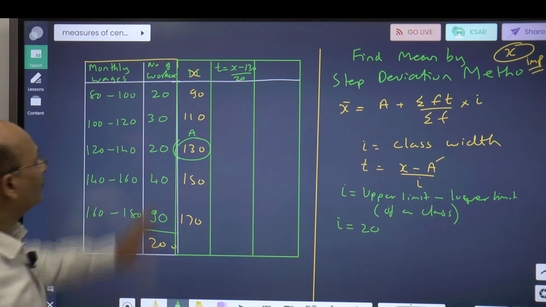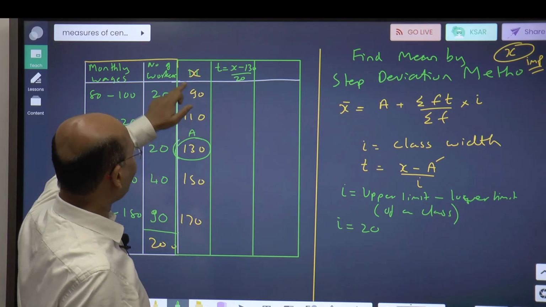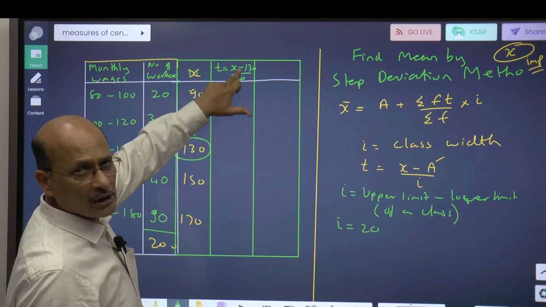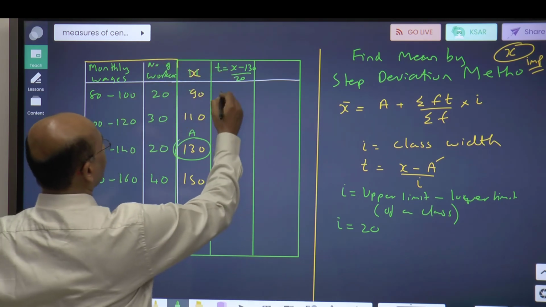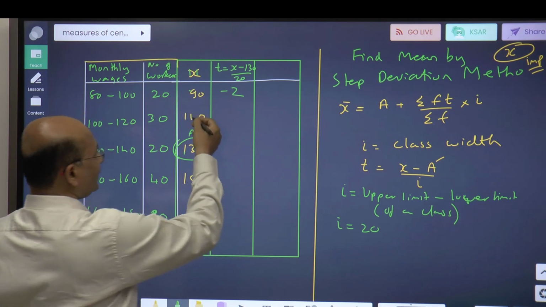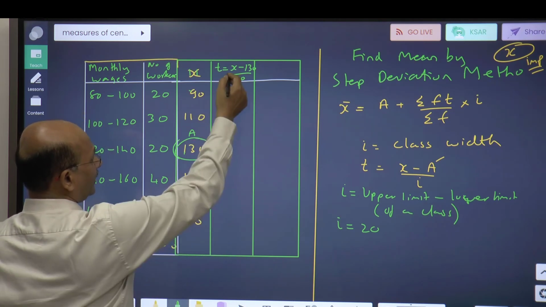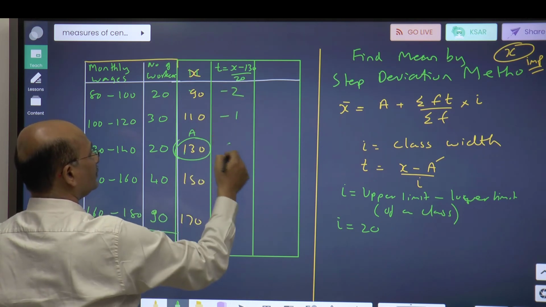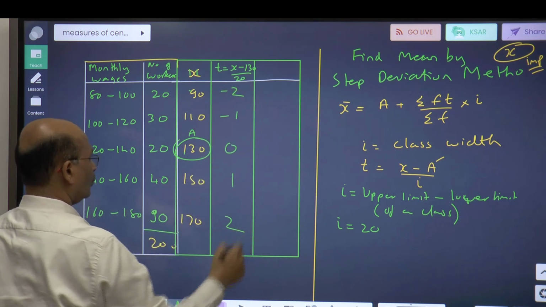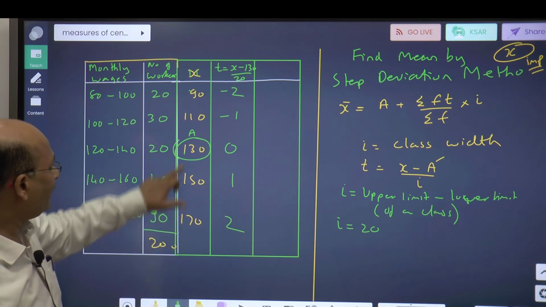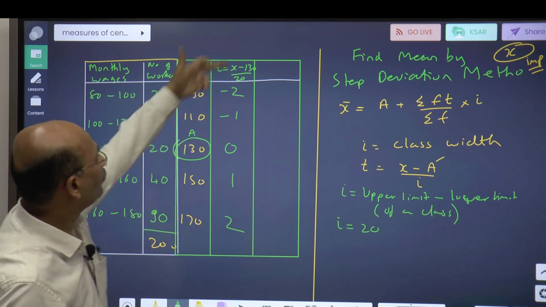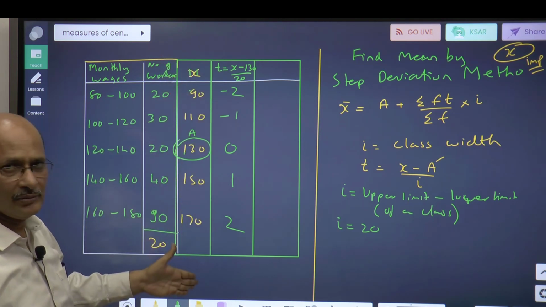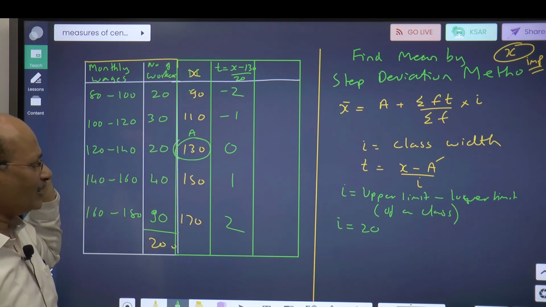Look at this. For 90, x minus a is 90 minus 130, which is minus 40. Minus 40 upon 20 is minus 2. 110 minus 130 is minus 20, upon 20 is minus 1, then 0, 1, 2. Check yourself: 170 minus 130 is 40, 40 divided by 20 is 2. So see the calculation, so easy it is. Finish, my job is over.